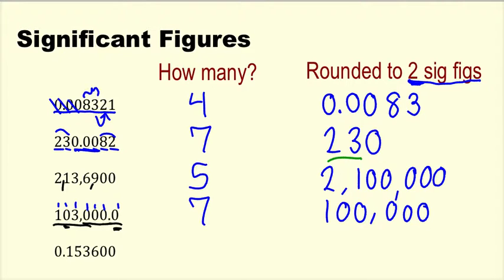Let's do one more. This number has a decimal, so we wouldn't put these zeros there unless they meant something. Since they're there, they obviously mean something. Therefore, this number also has 6 sig figs. This 0 is just there for cosmetic purposes. If I was rounding it to 2 sig figs, I would keep the 1 and a 5. The number after it is only a 3, so it would just be 0.15. Okay?